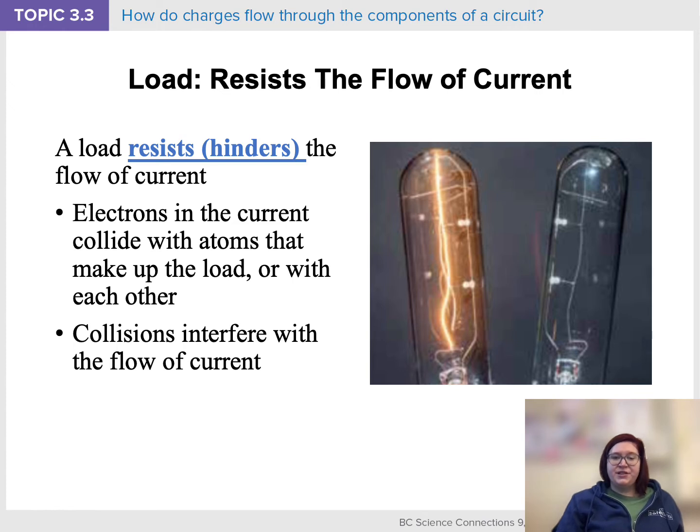And a load resists the flow of current. Another word for resist is hinders or slows down the flow of current. Electrons in the current collide with atoms that make up the load or with each other, and the collisions interfere with the flow of current. So I'm going to show you what I mean.